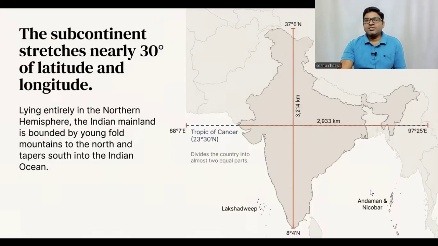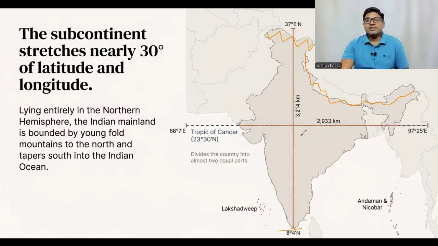Lying in the entire northern hemisphere, India has the young folded mountains here in the northern part, stretching towards the east, and then we have a very deep tapering downwards into the south, in the north to south, in the Indian Ocean. Now here it has around 30 degrees of variation close by, either in the longitudinal extent or in the latitudinal extent.